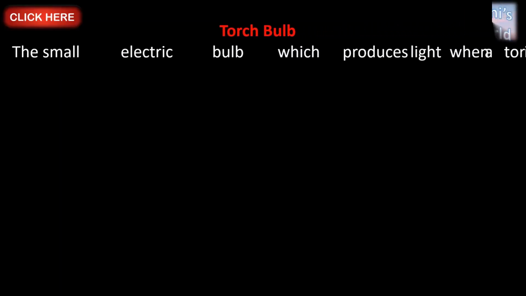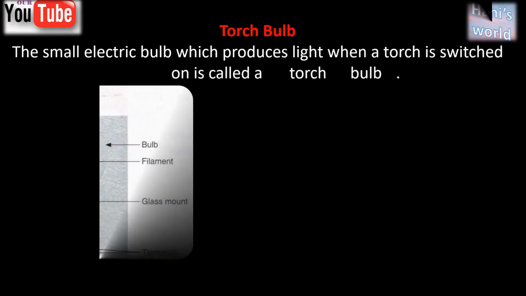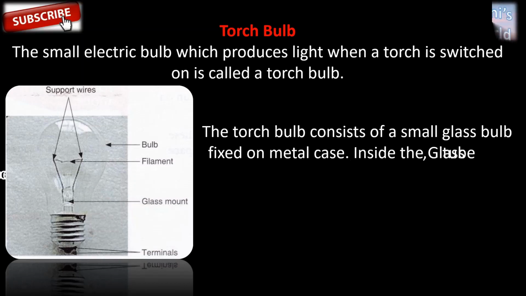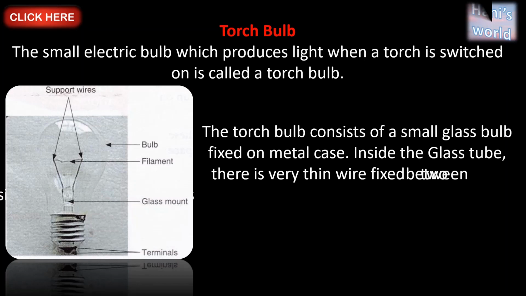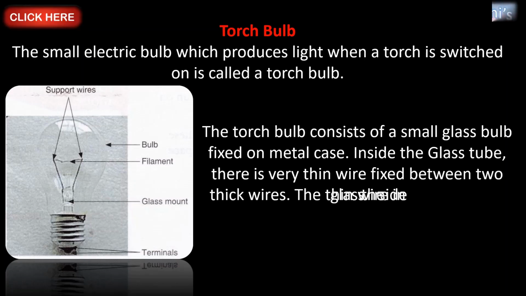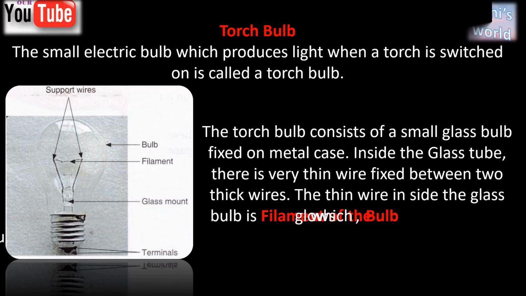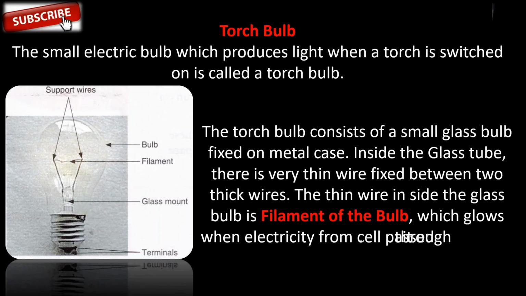Torch bulb. The small electric bulb which produces light when a torch is switched on is called a torch bulb. The torch bulb consists of a small glass bulb fixed on a metal case. Inside the glass bulb, there is a very thin wire fixed between two thick wires. The thin wire inside the glass bulb is the filament of the bulb, which glows when electricity from the cell passes through it.